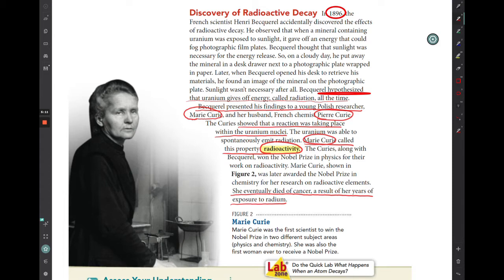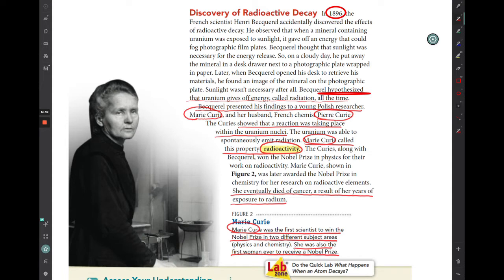It's also important to note that Marie Curie, and that's whose picture you see on this page, she was the first scientist to win the Nobel Prize in 2 different subject areas. She won a Nobel Prize in physics. She also won a Nobel Prize in chemistry. Also, she was the first woman ever to receive a Nobel Prize. So she is one of our famous scientists that we look back at as making some major discoveries.